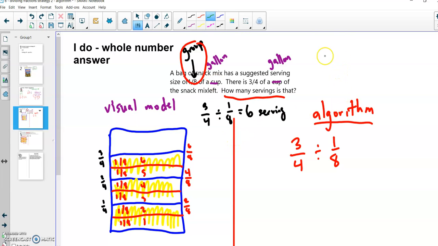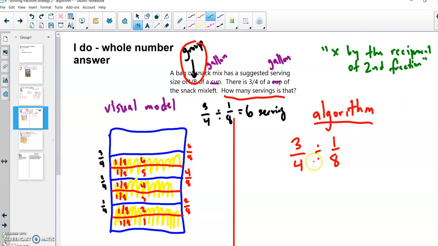So remember what I said before, that the algorithm works like this. Multiply by the reciprocal of the second fraction. So I told you that last time. Now it's time to see how that actually works, right?